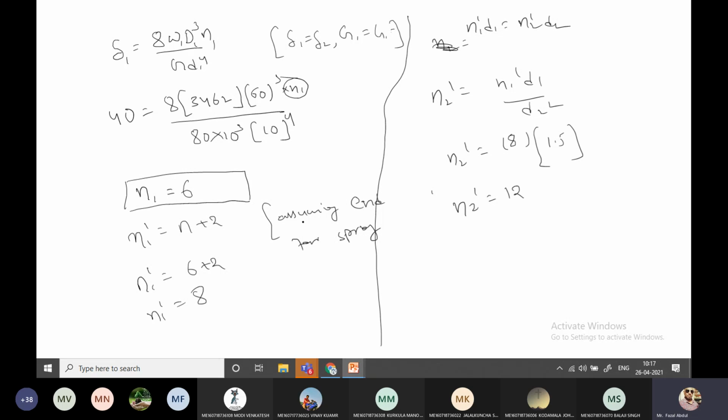Now, we are assuming the end condition is squared and ground end. So for that reason N2 dash is N plus 2. Whatever answer we got here is a combination of active coils and inactive coils. But the question is asking only for the active coils. So N2 equals N2 dash minus 2. N2 is 12 minus 2, that is 10.